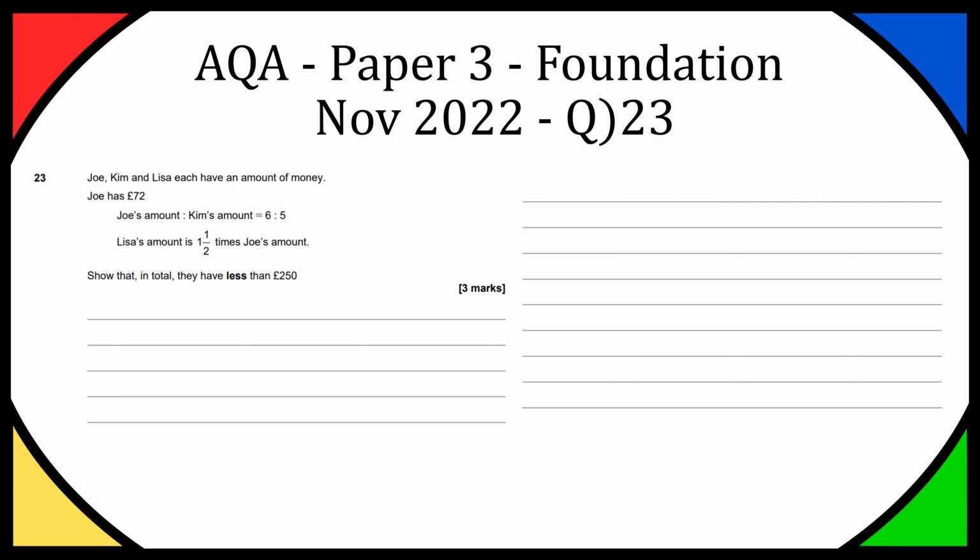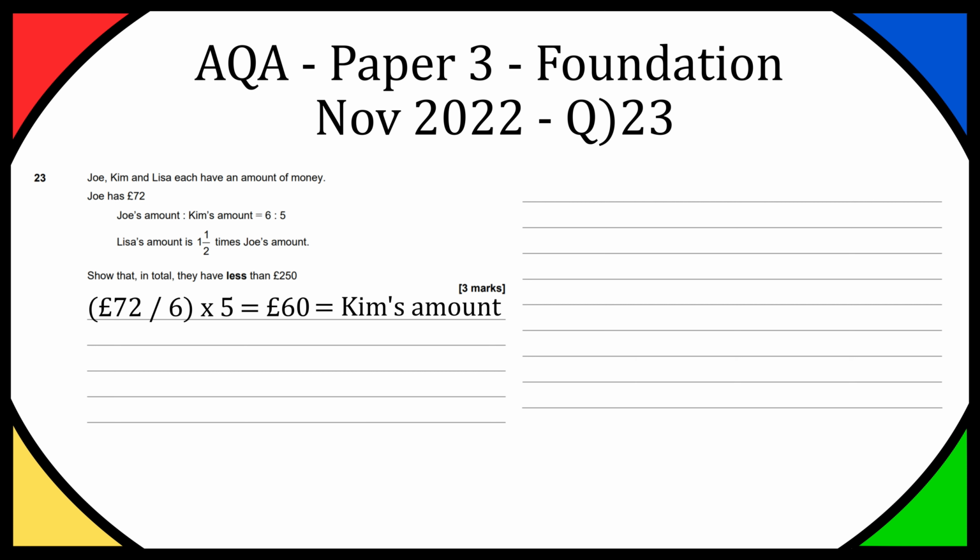So the first thing I decided to do is find Kim's amount, as we know Joe's amount and we also know their relative ratio. For every £6 Joe has, Kim has £5. So we take Joe's amount of £72, divide it by 6, and then times it by 5. That's basically applying that 6:5 ratio. So it's £72 over 6 times 5, and that gives us £60, which is Kim's amount. Next, let's work out Lisa's amount.